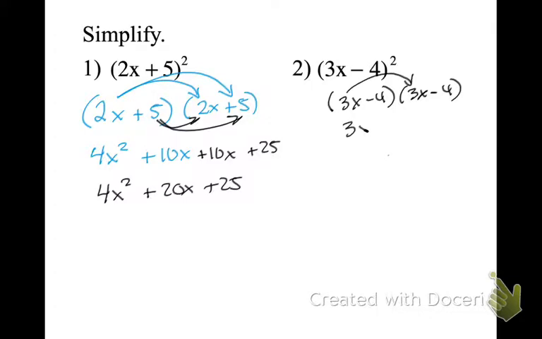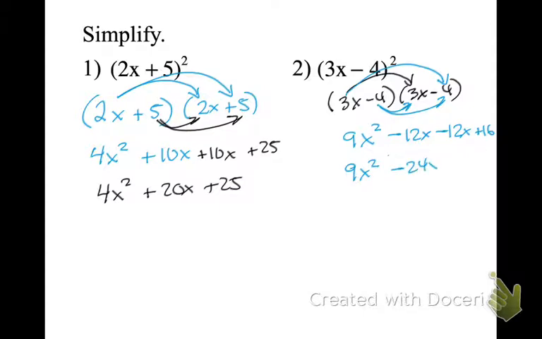I get, 3 times 3 is 9. 9x squared. And then I'm going to do this. I get minus 12x. And here I get minus 12x. And here I get plus 16. So it becomes 9x squared minus 24x plus 16.